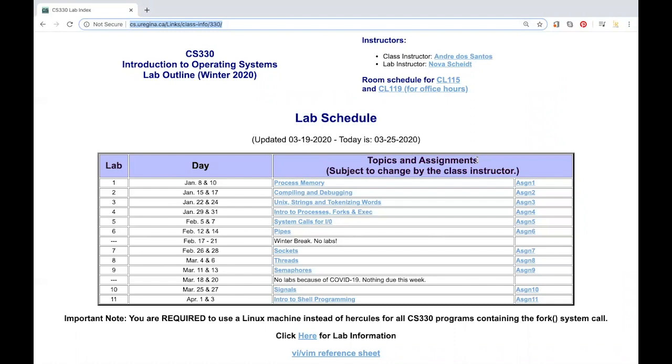Now, we've seen some ways of communicating between processes. In the system calls for I/O, we had a shared file that we wrote to and read from in a different process. We had the pipes lab where we sent things on the pipe and then read information off the pipe. We saw sockets, where we implemented a little chat program so we were able to communicate over the internet.